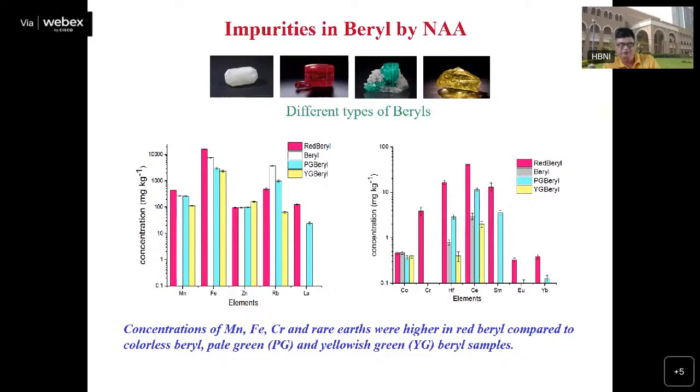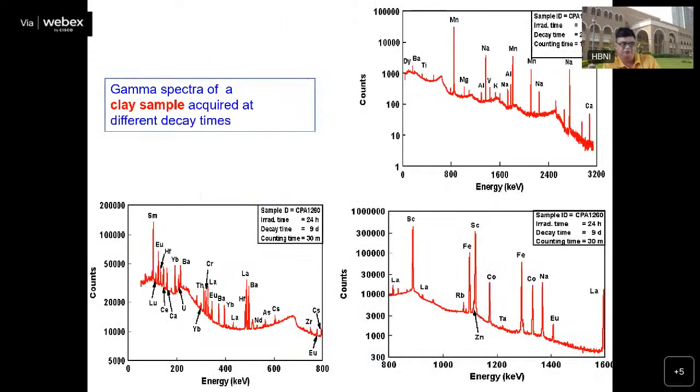It can be easily determined in such samples. This is again a gamma spectrum of a clay sample acquired at a different time. See, this is an irradiation time of only 5 seconds, and then we gave a cooling time of about 25 minutes. This is how we got the different concentrations: dysprosium, barium, titanium, manganese, magnesium, sodium, aluminum, vanadium, and so on. This is how we get the various elements associated with this particular sample.